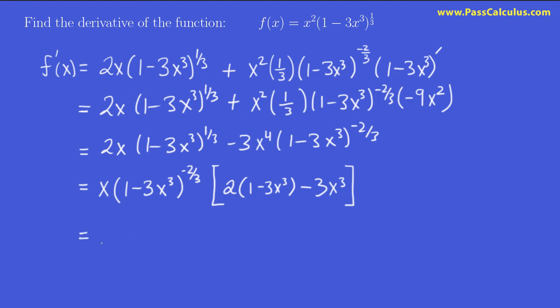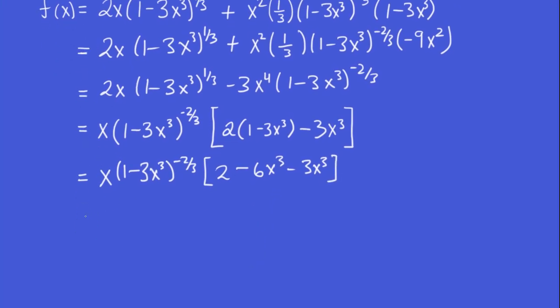And, well, I guess we can clean up that bracket a bit. What do we have? 2 minus 6x cubed minus 3x cubed. I'm noticing this negative exponent here. I want to bring that to the bottom, so let's do that. 2 minus, and this combines to give us 9x cubed, all over this same thing, except now it'll be to the positive 2/3. And that's all there is for that one.